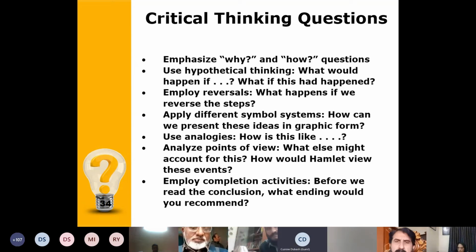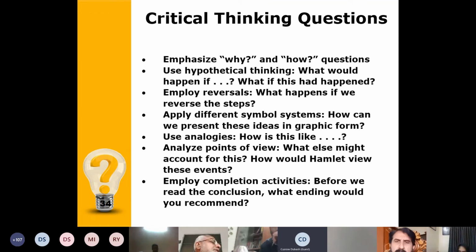Use analogies. How is this like? And as I said earlier, analogy is when you try to bring two different things together. Analyze points of view. How else? What else might account for this? How would Hamlet view these events? You've read Hamlet, Shakespeare. How would Hamlet look at the way the events went?